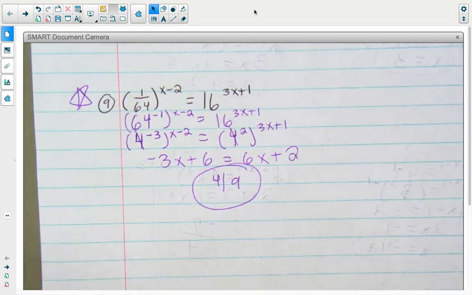All right, and this is solving exponential equations. Step 1, make your bases be the same. Step 2, cancel your bases and do the distributive property. And step 3, solve your equation like you would do a regular equation.